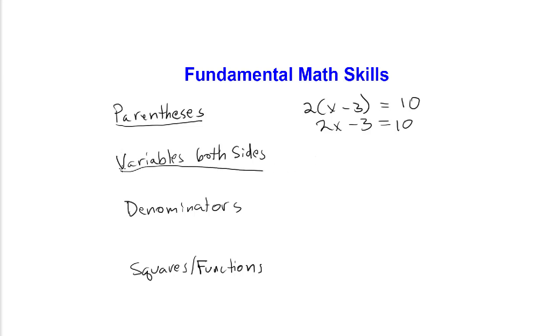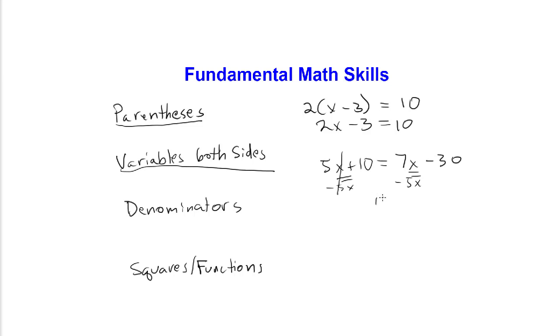Variables on both sides. What does that look like? Well, what if I had 5x plus 10 equals 7x minus 30? I have variables here. I've got x here, x here. When I solve an equation, I want to isolate my variable on one side. So guess what? I'm going to subtract the 5x off of one side. That's how we usually get rid of the variables on one side.